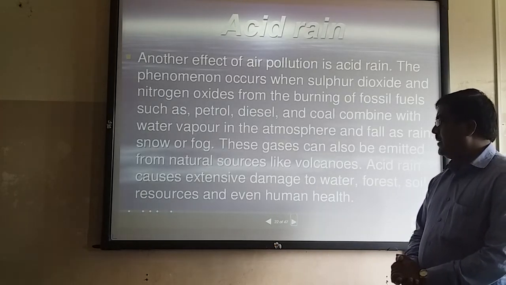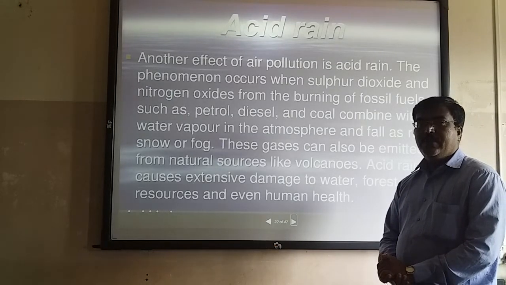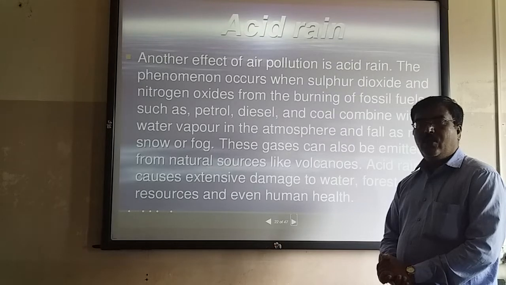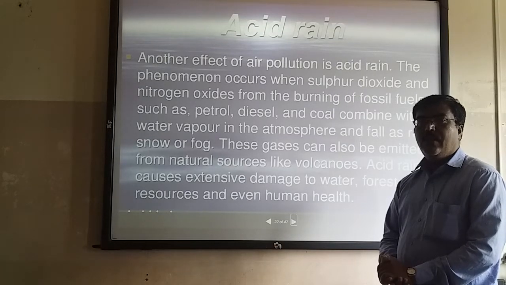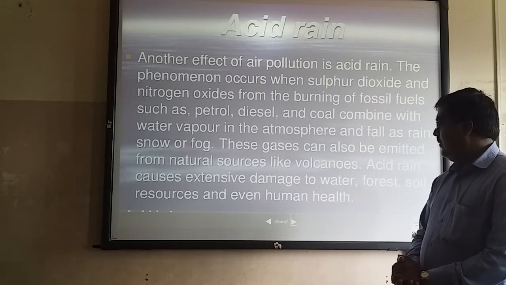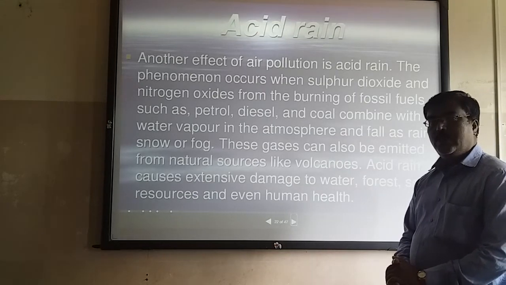Acid rain causes extensive damage to water. Especially when acid rain comes, the nearest water bodies like ponds and lakes are affected. The animals or plants that live in the water are affected, and their population also keeps decreasing. This is one of the main serious problems of air pollution. It damages not only the water but also forest resources, and even human health is upset.